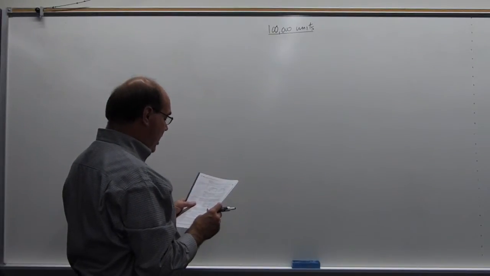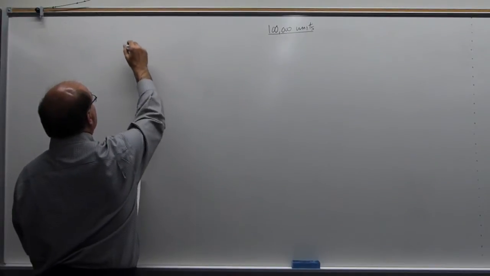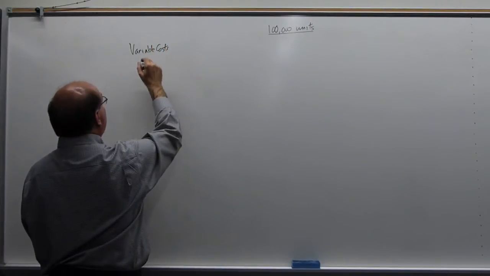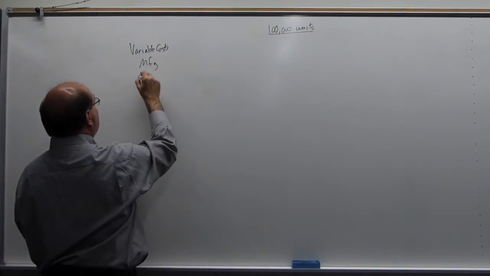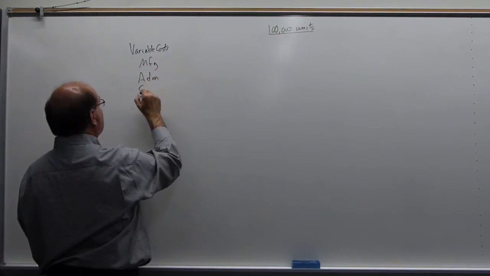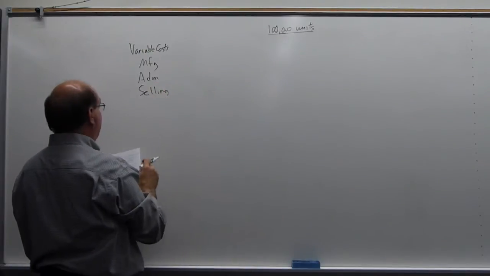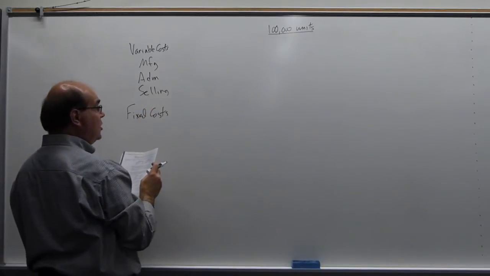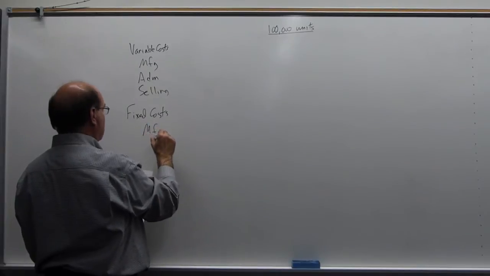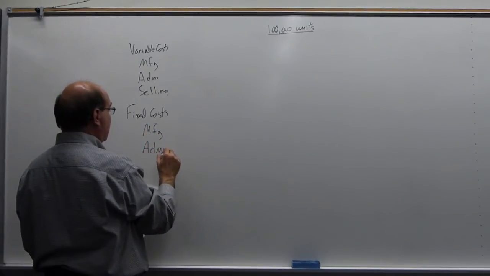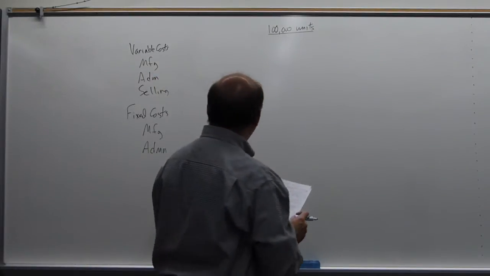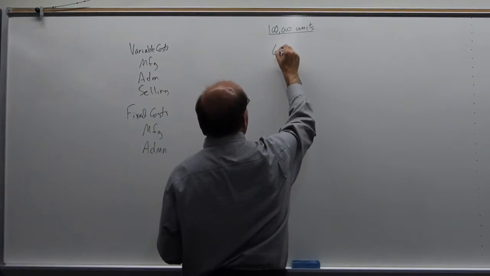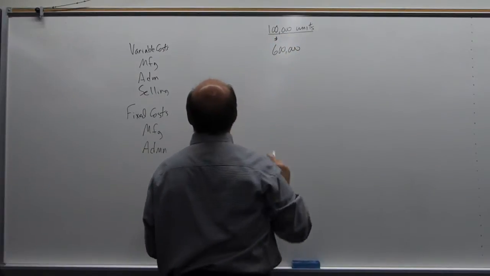So we look at our cost and we say, okay, we have some variable cost. Those are manufacturing variable cost, admin variable cost, and selling variable cost. And then we have some fixed cost, which includes some manufacturing fixed cost and some administrative fixed cost. Now when we did this budget, we said manufacturing costs are going to cost us about $6 a unit. So times 100,000 units, $600,000 is what we're going to spend for our manufacturing.